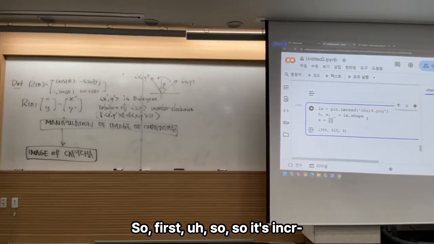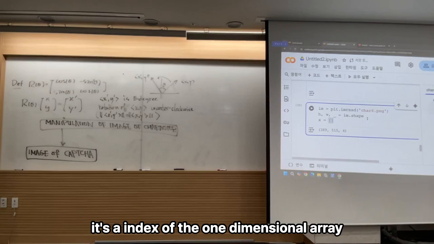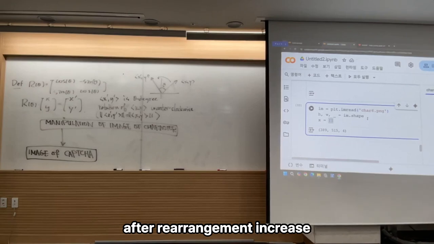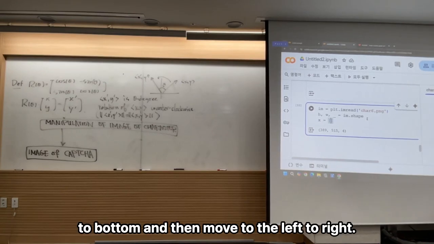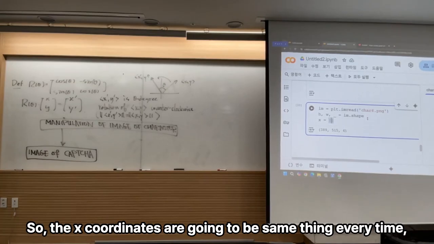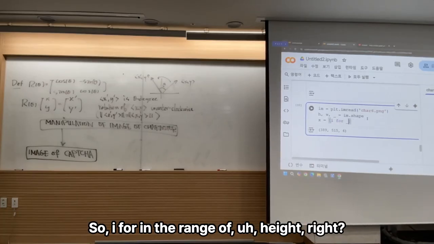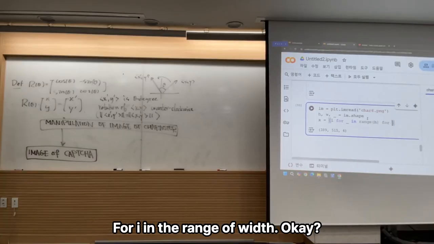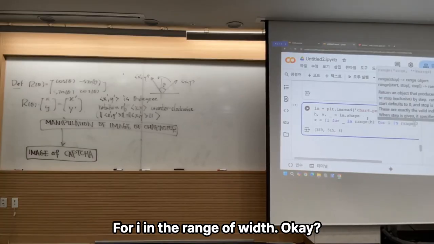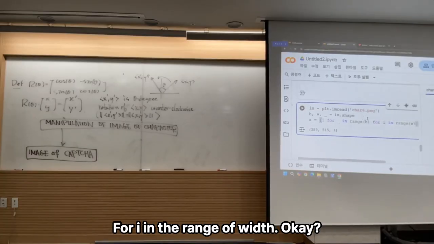So first, the index of the one-dimensional array after rearrangement increases from the top to bottom and then moves from left to right. So the x coordinates are going to be the same every time unless you change the column. So for i in the range of height, for i in the range of width.